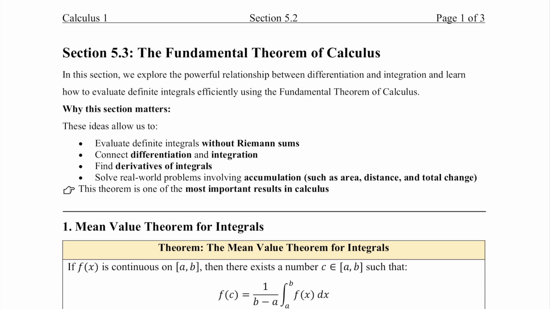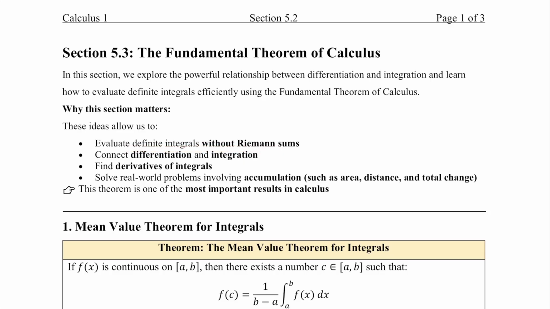Hi everyone. Today we are studying section 5.3, the Fundamental Theorem of Calculus. This is one of the most important ideas in all of calculus because it connects two big concepts we've been studying, derivatives and integrals. In this section, we are going to explore that relationship and learn how to evaluate definite integrals much more efficiently. These ideas allow us to evaluate definite integrals without using Riemann sums.